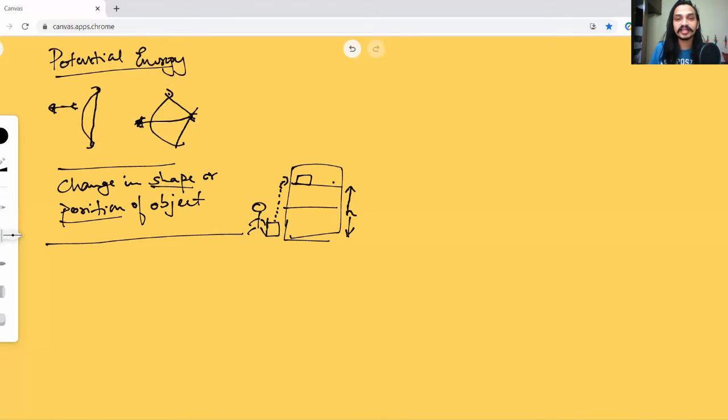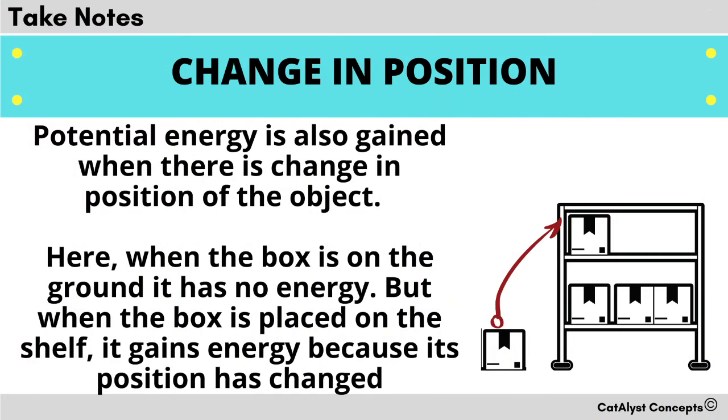So this is also another form of potential energy gained by the object. Since you put in energy, you work against gravity, put it up top, all that energy gets stored in that object. Okay, and it's released once it moves down.